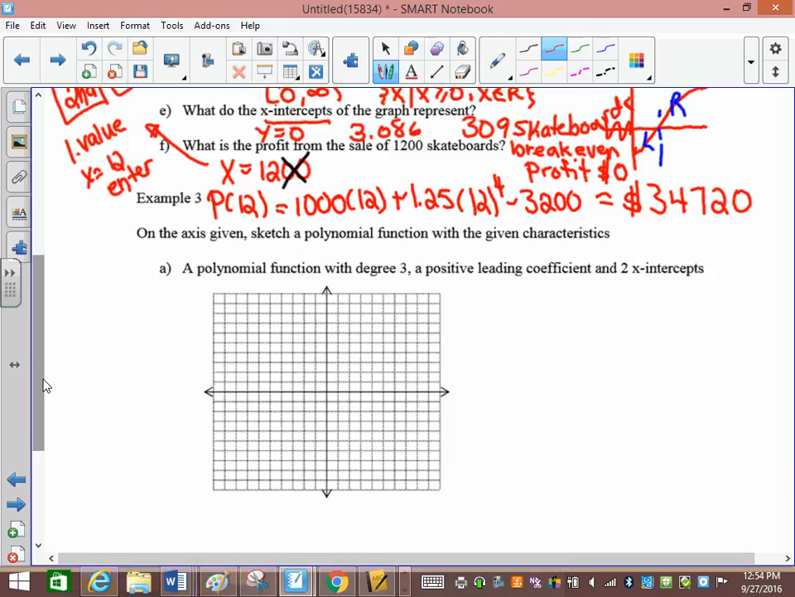This question, on the exam, says get the polynomial function with the given characteristics. Okay, it's degree 3. Degree 3 means that we're looking sideways x. I know that much, right? So I know I'm going to have something either like this, or something like this. That's what degree 3 means.